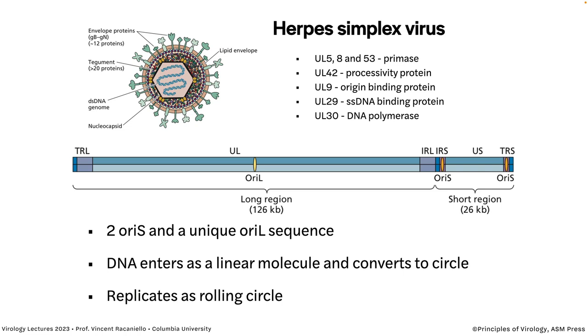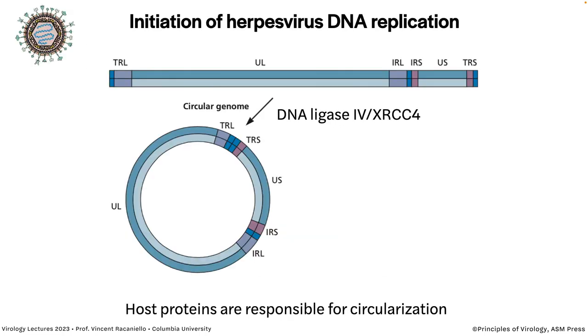And this DNA comes into the cell as a linear molecule. It's going to be converted to a circle and then replicate as a rolling circle. Let's see what that is. So there's our linear double-stranded DNA. It has repeated sequences within it, but they're not important for our discussion, in case you're wondering what they are, TRL, TRS, et cetera. The DNA comes in, it is delivered in the nucleocapsid, docking on the nuclear pore, the DNA shoots into the nucleus, and it's circularized by a ligase. A ligase is an enzyme that can covalently join ends of DNA together. It's a cellular ligase, DNA ligase 4, and makes it circular. So host proteins circularize the DNA.